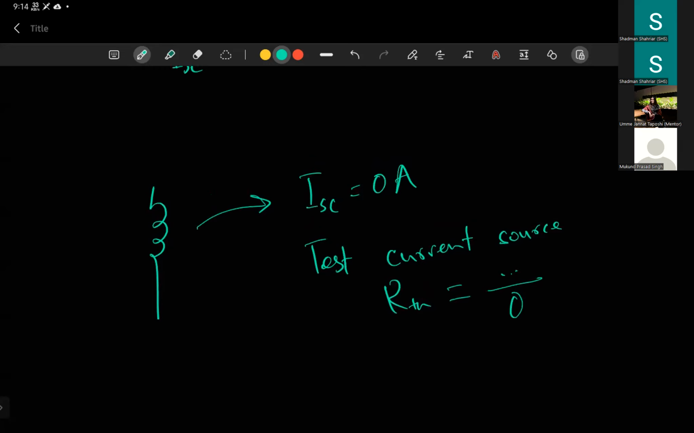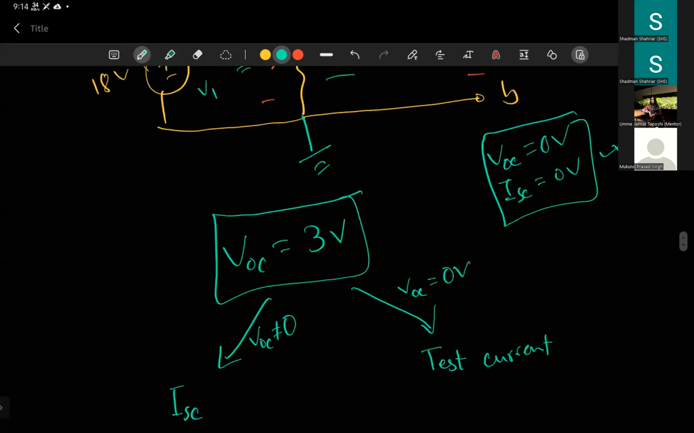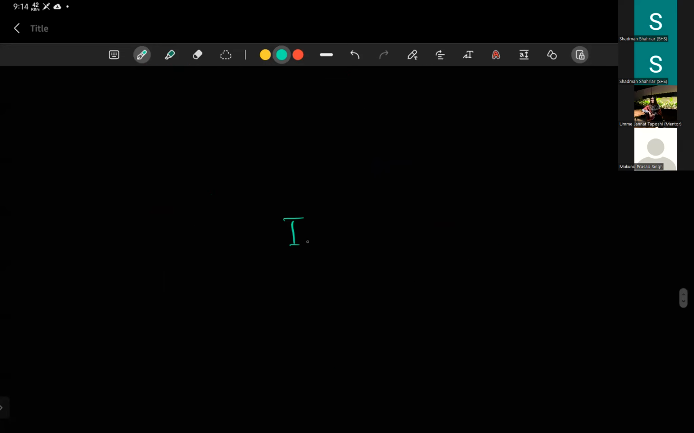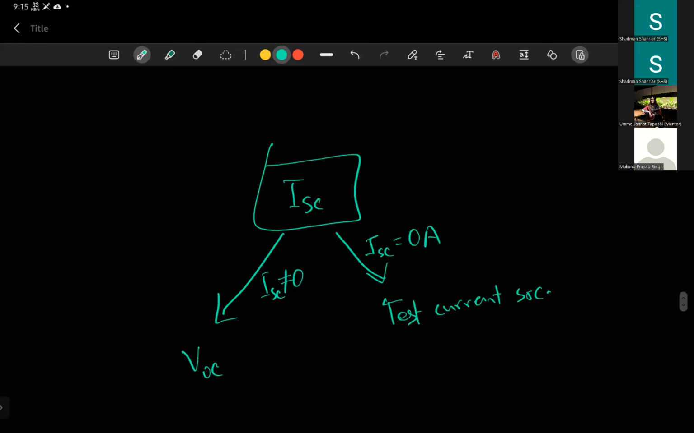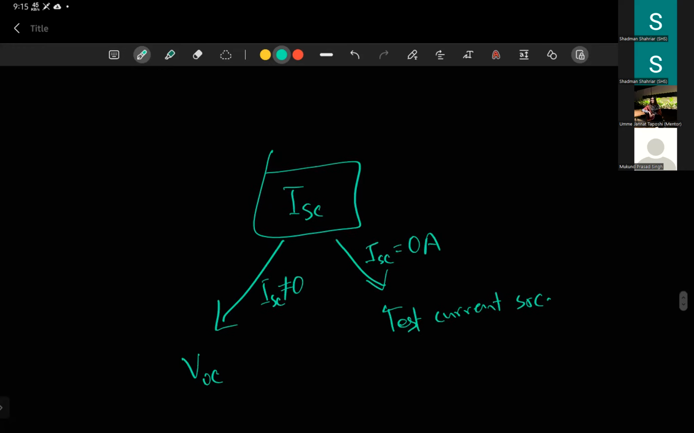So you may write that you have found ISC, and if you have a non-zero ISC, you can do VOC to find out RThevenin. And if you have 0 ampere for short circuit current, you need to do a test current source. This is what you need to do. Some of you have tried to do short circuit current first, and that's also fine.